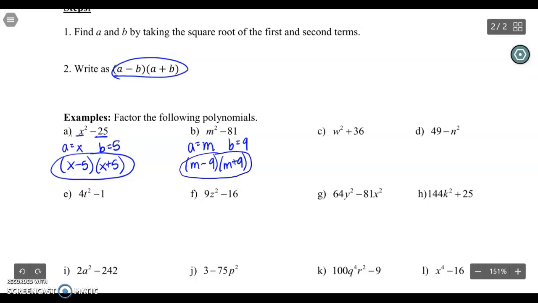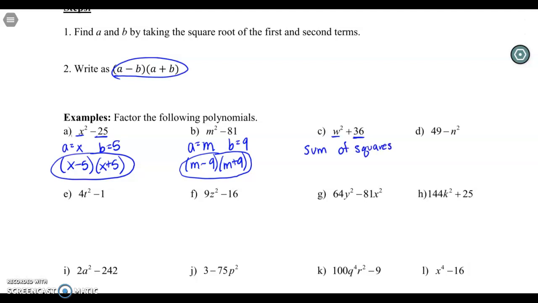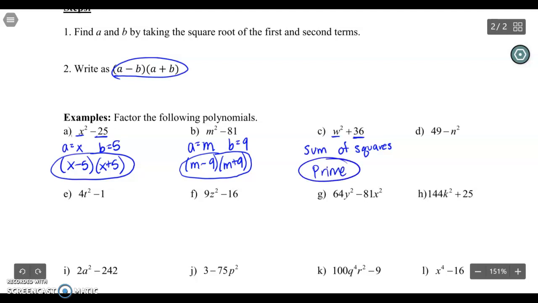So C looks really tempting because I've got something squared plus something else squared. So this is actually called a sum of squares. Remember, sum means add in math? Okay. A sum of squares you cannot factor. You cannot use the shortcut we learned. The shortcut only works when you're subtracting. So this is going to be a prime polynomial. It means that I can't factor it. So with that one, I would just say, hey, it's prime, and move on.